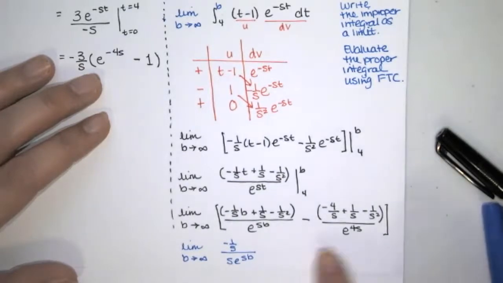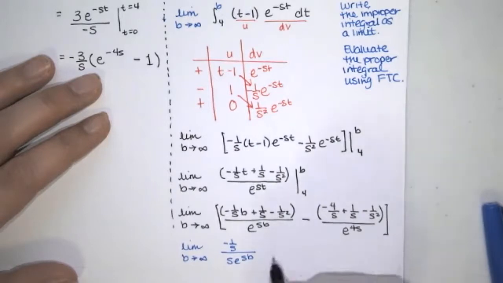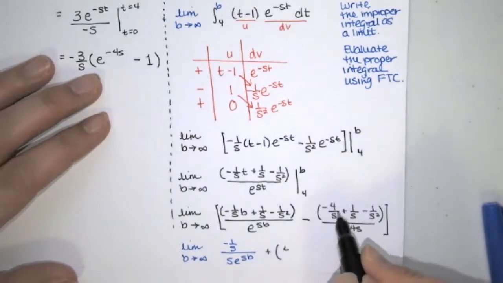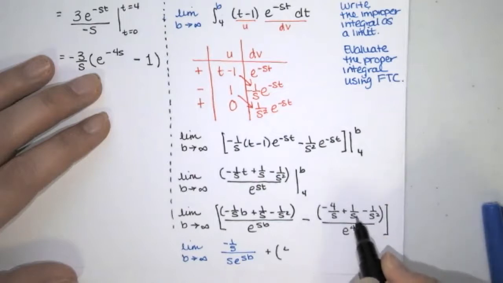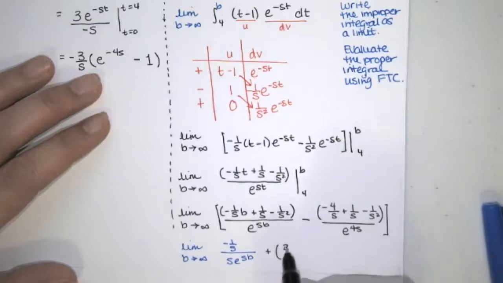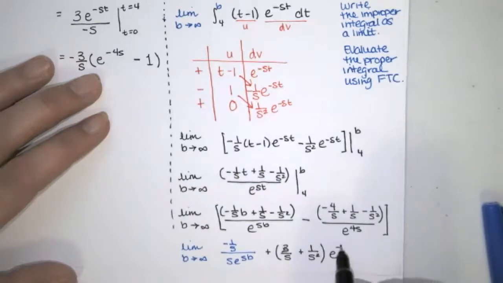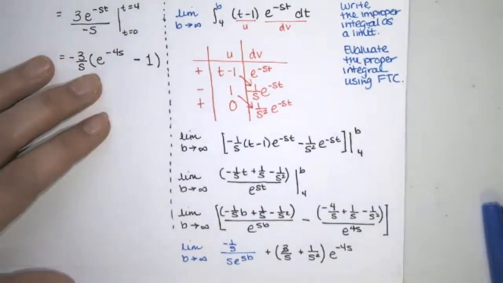And we still have this expression over here. If you want, you could distribute the negative. So I'll have, this is negative 4 over s plus 1 over s is negative 3 over s. Negative 3 over s times that negative 1 is going to be positive 3 over s plus 1 over s squared. And we'll bring that negative e to the 4s up to the numerator.